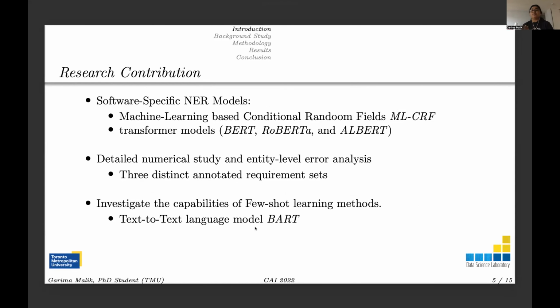Then what we contributed in terms of this paper. We trained one machine learning based conditional random field model specific to the software data set with the custom feature set named as MLCRF. Then we also fine-tuned some transformer checkpoints for within software perspective, like these famous names, Bert, Roberta, and Albert. And we also did some detailed numerical study and entity level error analysis with our 3 distinct annotated requirement sets. And we also investigate whether few-shot learning capabilities work in the software specific domain or not using this text-to-text language model BART.